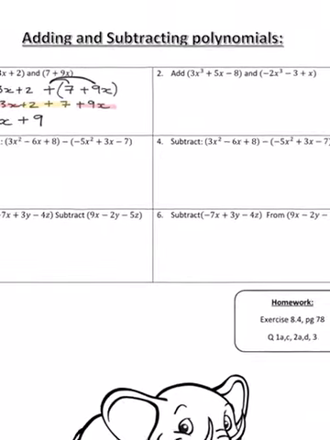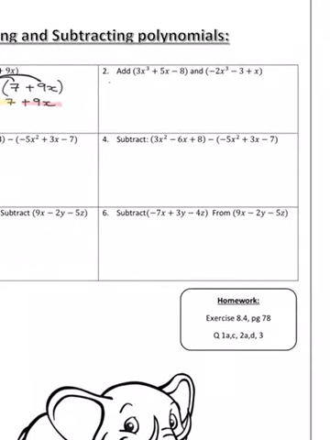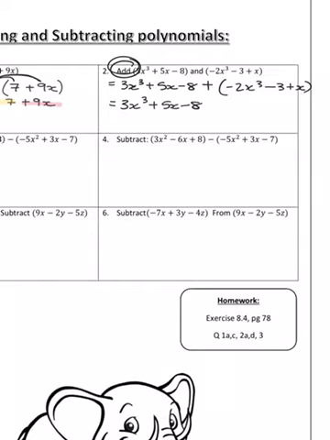Right, and then for number 2, we have 3x cubed plus 5x minus 8. We are adding, so we don't have to worry about changing anything. Everything's going to stay the same in the second bracket. So 3x cubed plus 5x minus 8. So keep the bracket, but then distribute.